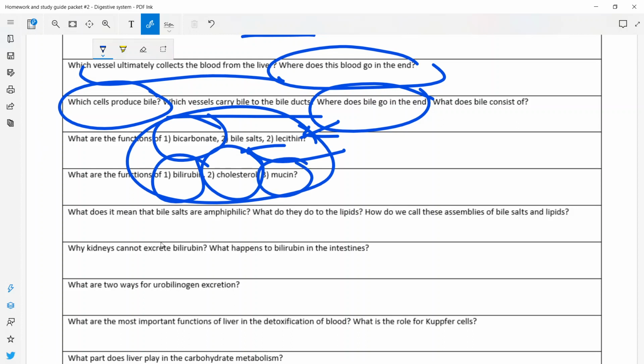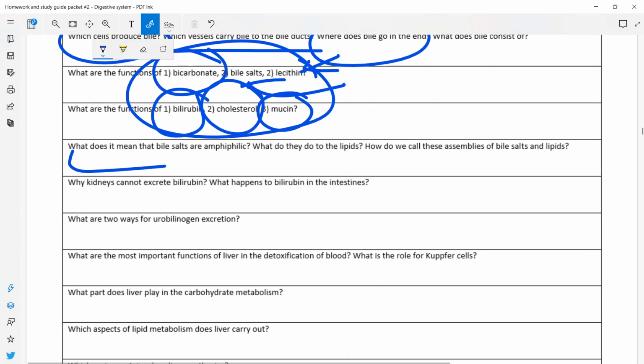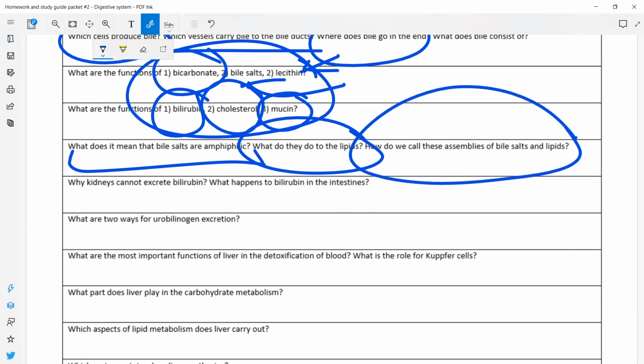Bile salts are amphiphilic. They have hydrophilic and hydrophobic ends, so they solubilize the lipids or emulsify the lipids. Okay, both lecithin and bile salts do that. Assemblies of bile salts and lipids are called micelles.